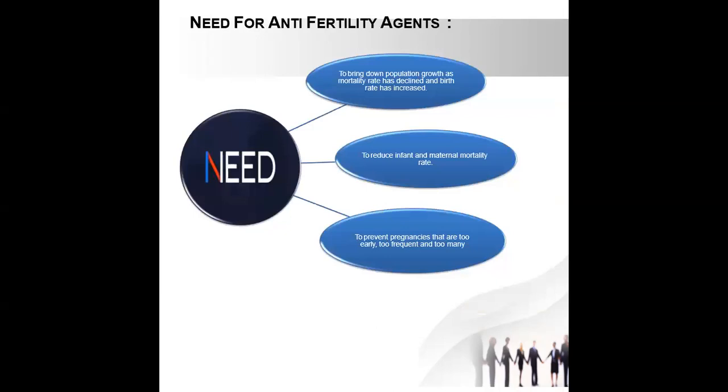Now, when you look into the need for anti-fertility agents, the need of these drugs is to bring down the population growth as the mortality rate has declined and the birth rate has increased. The second need is to reduce infant and maternal mortality rate. And number 3, to prevent pregnancies that are too early, too frequent, and too many. So these are the basic needs for which these anti-fertility agents are used.